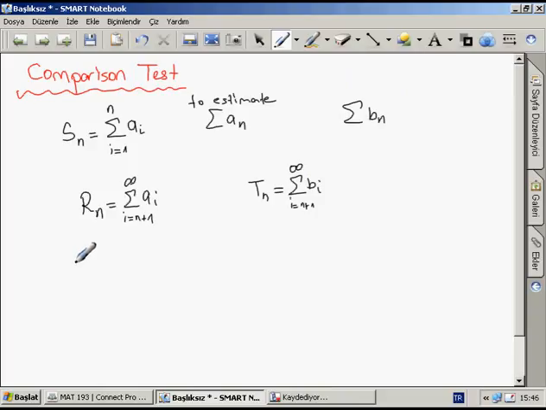So we also know that the remainder of the A series will be less than or equal to the remainder for Bn.